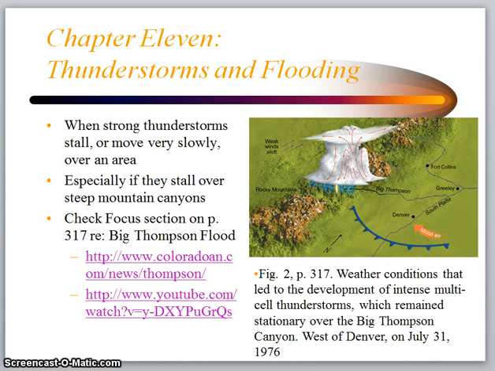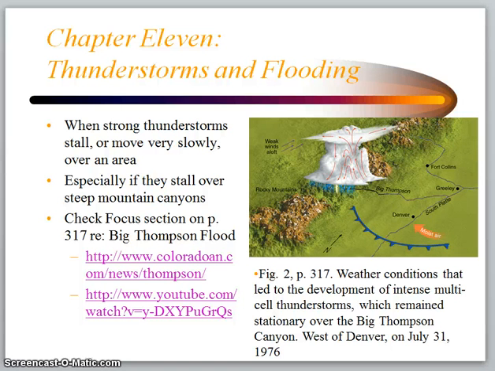When strong thunderstorms stall or move very slowly over an area, you can get flooding from thunderstorms. So if a thunderstorm develops and it's particularly intense, and if it's stationary, and if it's not moving very much, and maybe it's over a narrow canyon in the mountains that feeds into a stream or a river, this can cause what we call flash flooding. In other words, a rapid rise of water in an area where water is not particularly common.